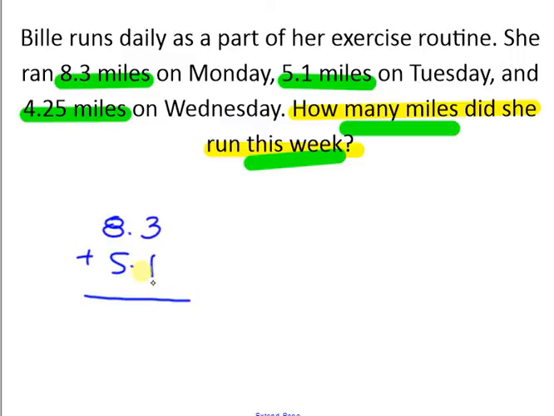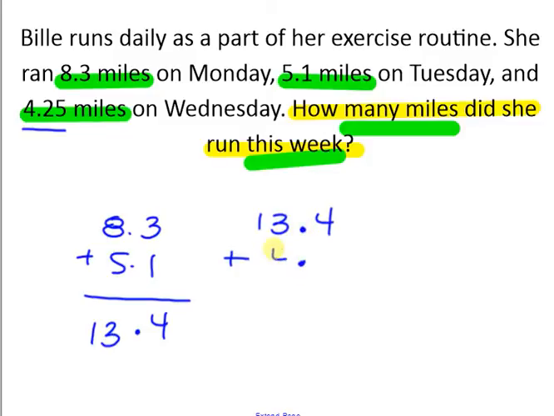Make sure that your decimal points are lined up. 3 plus 1 is 4. Bring down my decimal, and then 8 plus 5 is going to be 13. Now I'm going to take that 13.4 and I'm going to add it to the 4.25. So I'm going to put my decimal point first to make sure that I'm lined up.